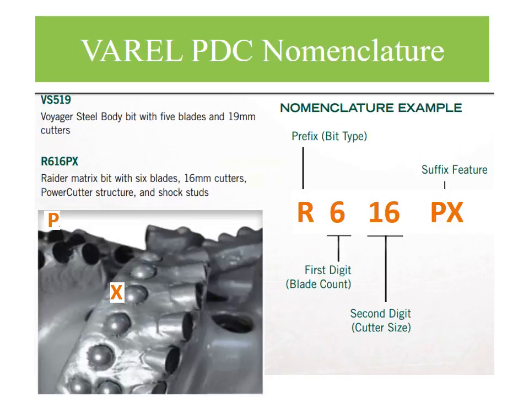For this example, the bit belongs to the Raider product line, and there is no second letter, which means that the body is matrix, because the default is matrix. When it is made of steel, they mention S. Also, we notice that there are 2 letters in the suffix section. The P means a backup row of cutters, and X means chuck studs.